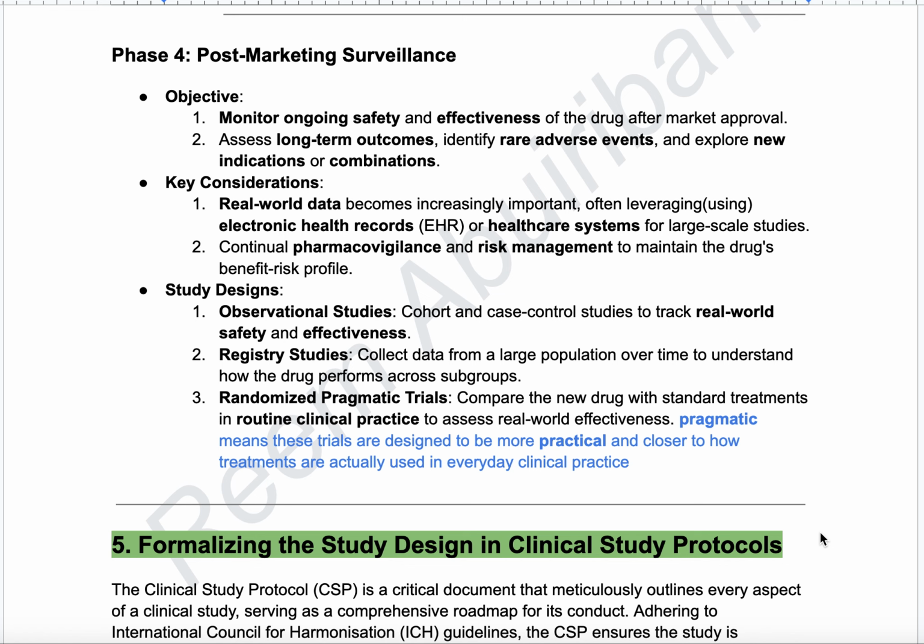And we have randomized pragmatic trials, and I mean exactly by pragmatic, it's more practical. They compare the new drug with the standard treatments in routine clinical practice to assess real world effectiveness. I mean pragmatic means that these trials are designed to be more practical and closer to how the treatments are actually used in everyday clinical practice.